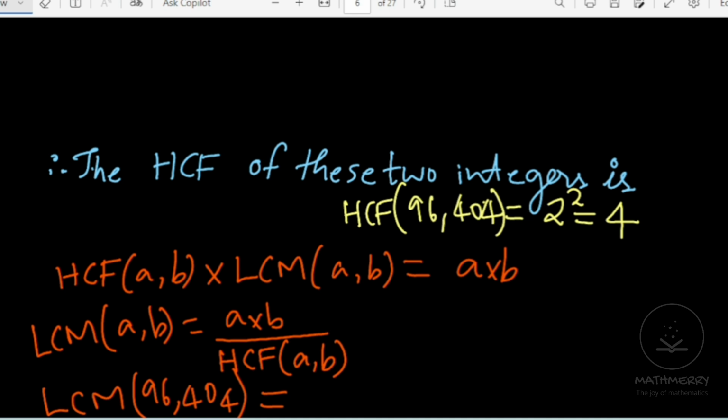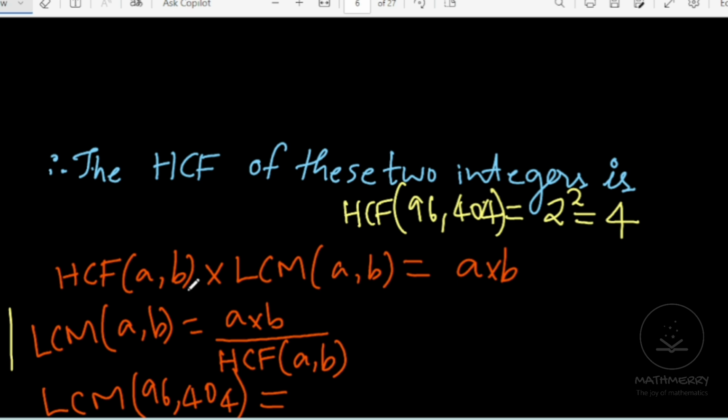Now we have to find out the LCM. For that, we can use this formula. We already know that HCF of A comma B into LCM of A comma B is equal to A into B. From this we can take LCM on one side and take HCF to the right hand side. Then we get LCM of A and B is equal to the product of the two numbers divided by the HCF of the two numbers.